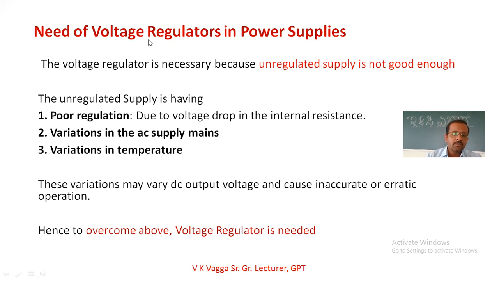So the voltage regulator is needed because the unregulated power supply is not good enough. The unregulated power supply has poor regulation, it has variations in the AC mains, and it has variations in the temperature. In order to overcome all three, the voltage regulator is required. Okay, understood? That is the need for the voltage regulator in the power supply.